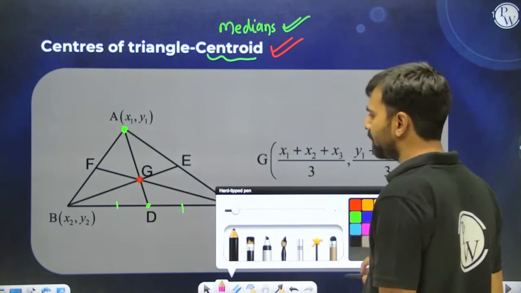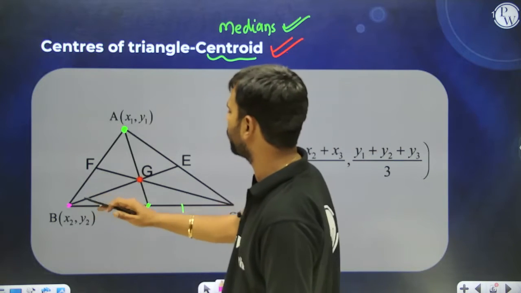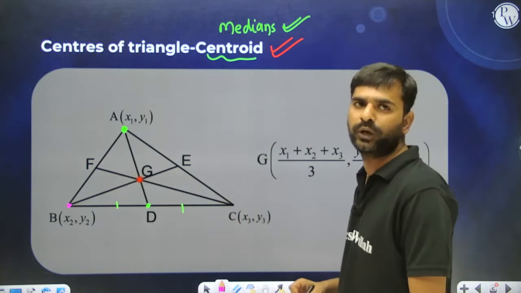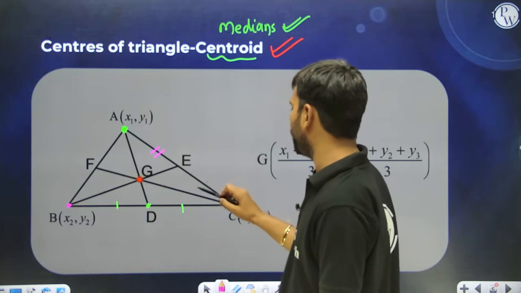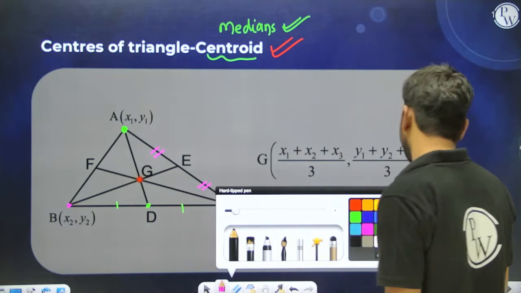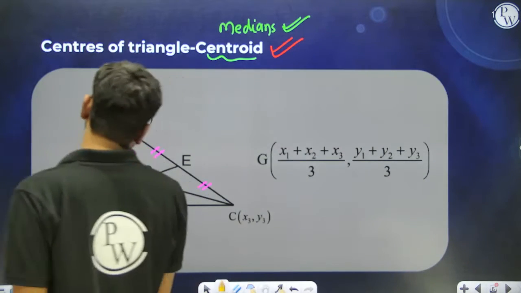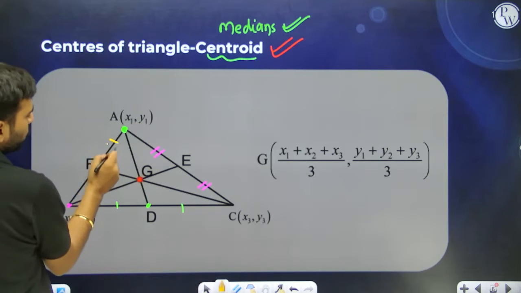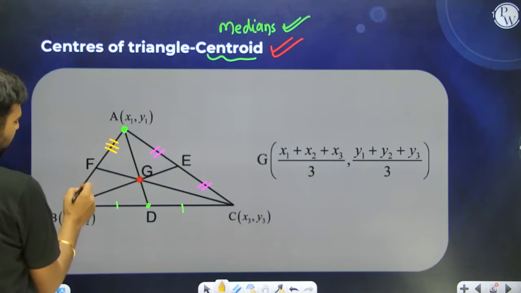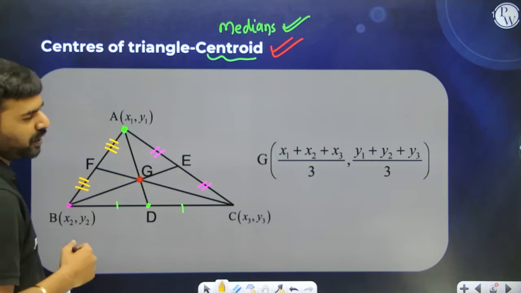Similarly, the median originating from the B point is going to bisect the opposite side AC into 2 equal parts, that is AE will be equal to EC. Similarly, the median originating from C will be bisecting the AB side into 2 equal parts. So AF upon FB, AF and FB are two equal things.